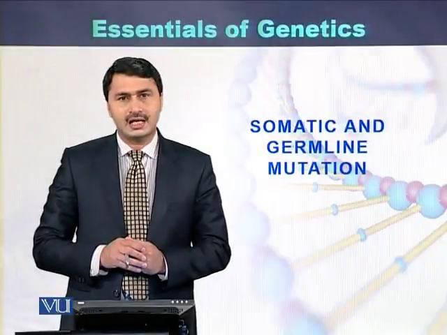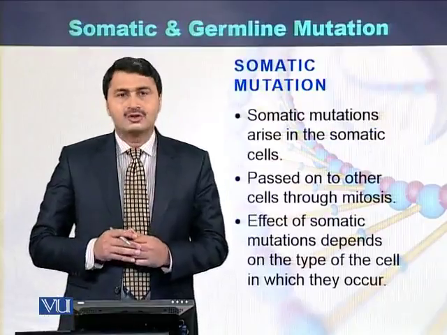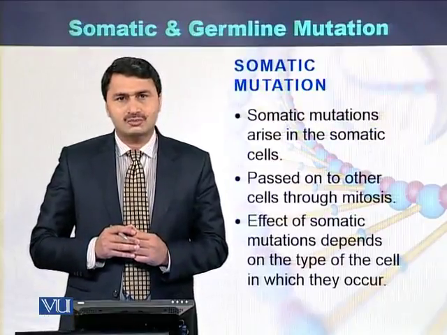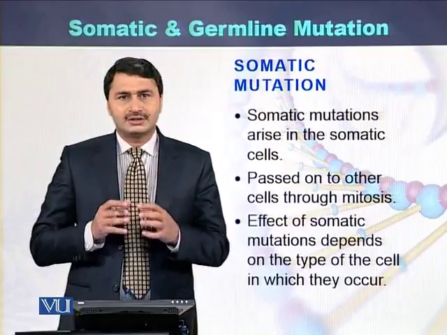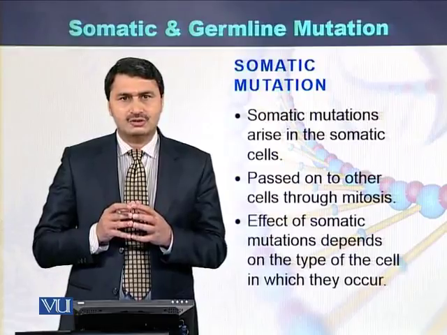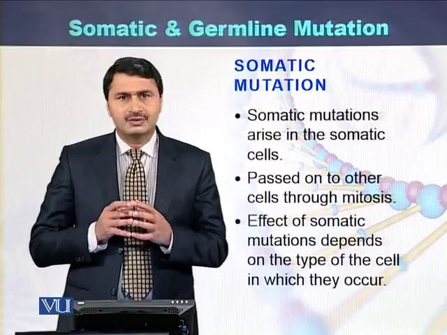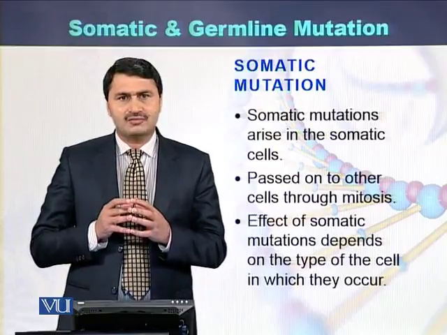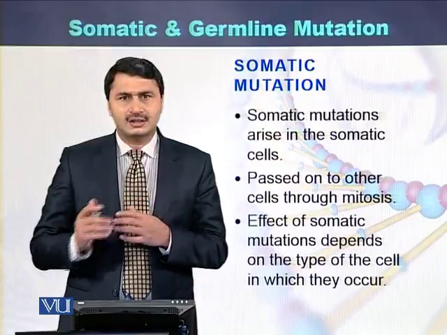Somatic mutations and germline mutations. Somatic mutations are those mutations which occur in the somatic cells. These kinds of mutations pass on to other cells through cell division, which is called mitosis. The effect of such mutations depends on the cells in which they occur.